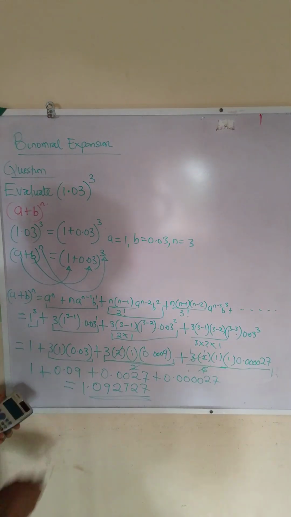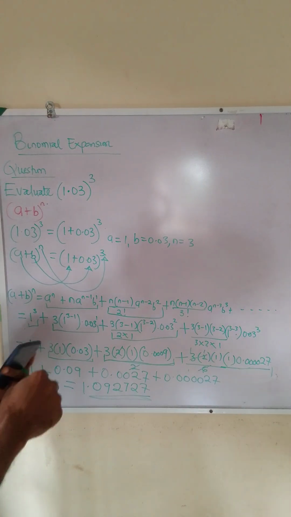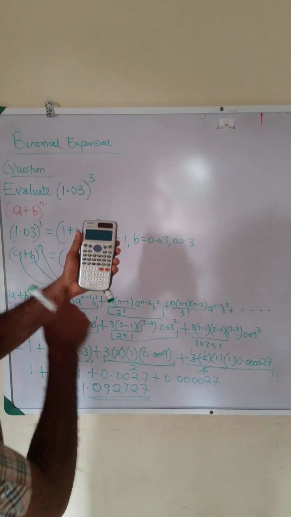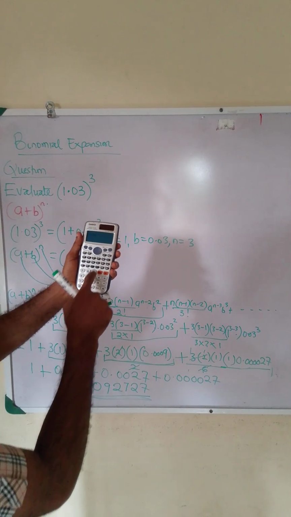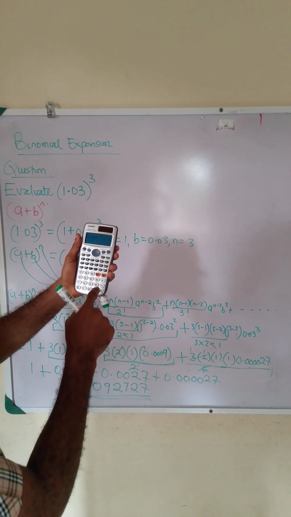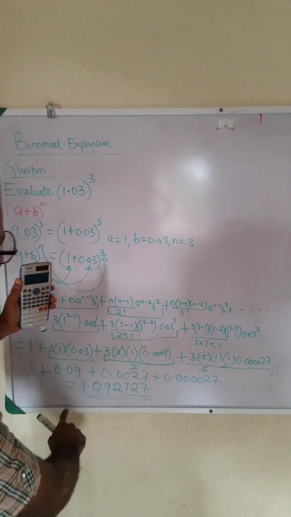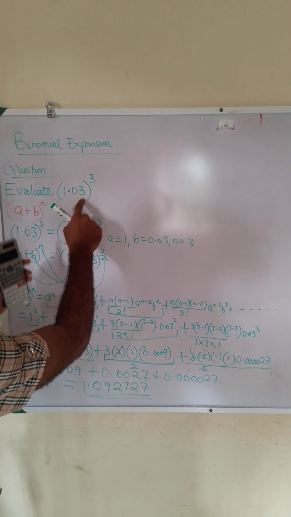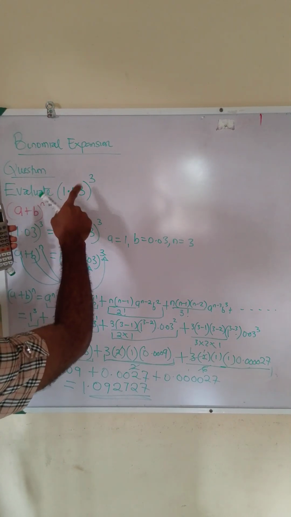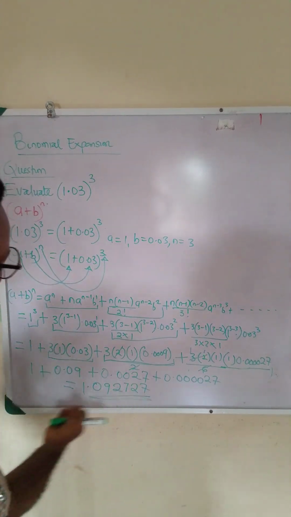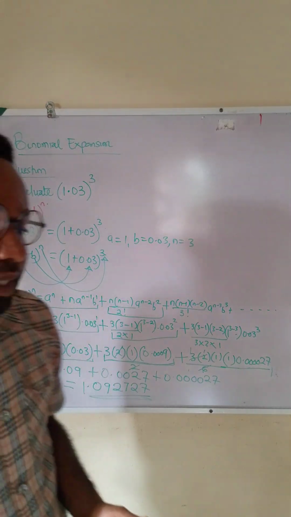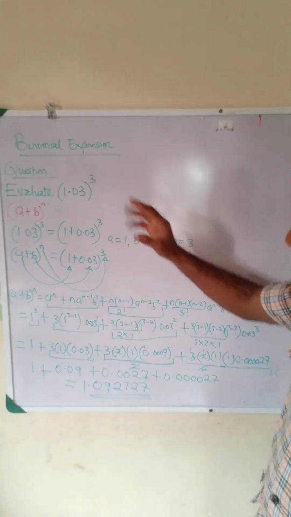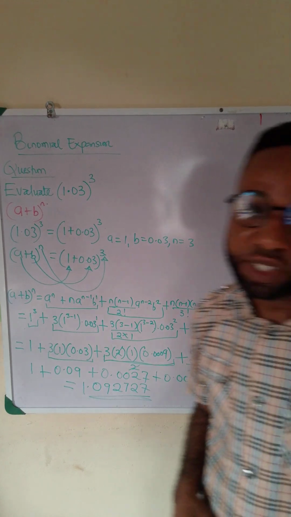So we have 1.092727. Now, what does this imply? This means that if you use your calculator, for instance, to check the value of 1.03 all raised to the power of 3, it will give you this answer. So when you are done solving it this way, you can now punch your calculator, bracket open 1.03 raised to power 3, and see if you have the same answer as this. So viewers, basically this is how to evaluate a problem of this nature using binomial expansion. Thank you.